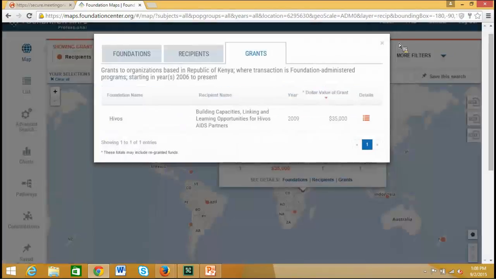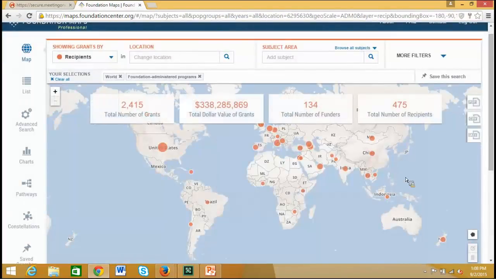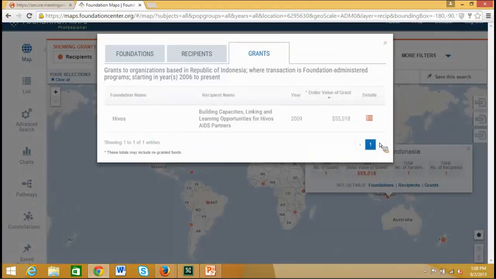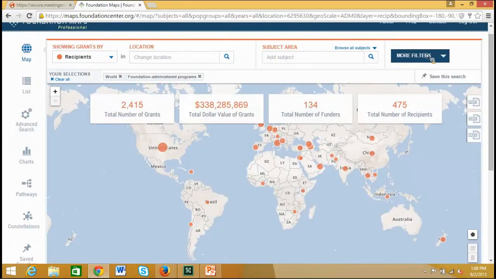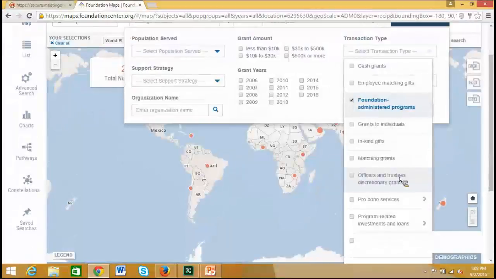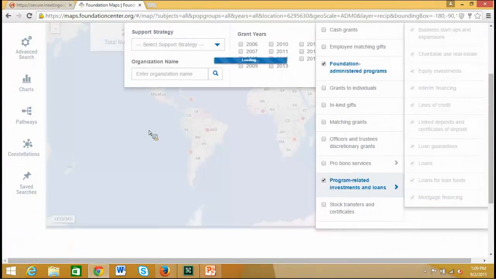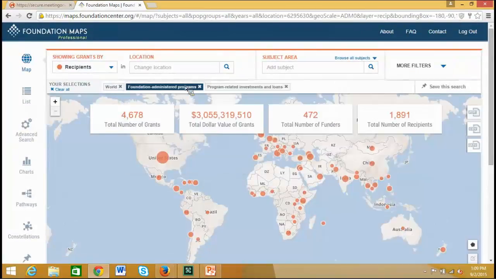FAPs are really good to get data on, because a lot of the grantmaking outside the United States is essentially in FAP format. So I'm going to look at one of the other transaction types, which is program-related investments and loans. These are PRIs. And let's get rid of FAPs.